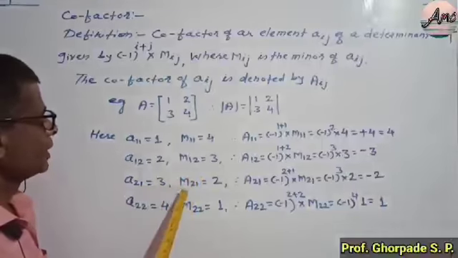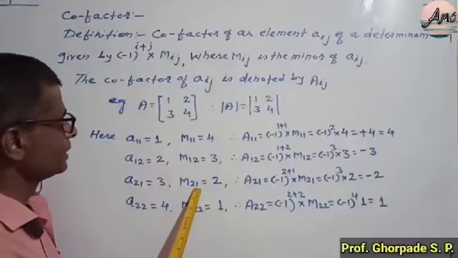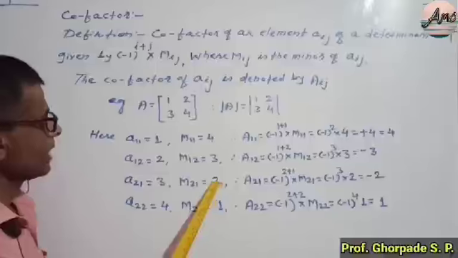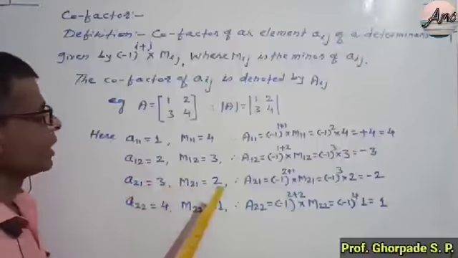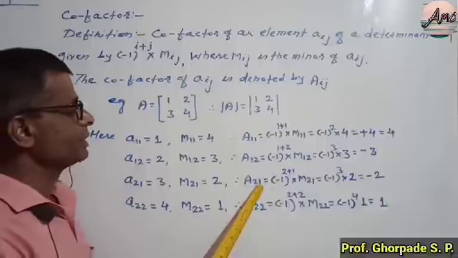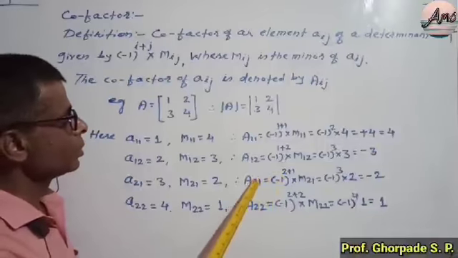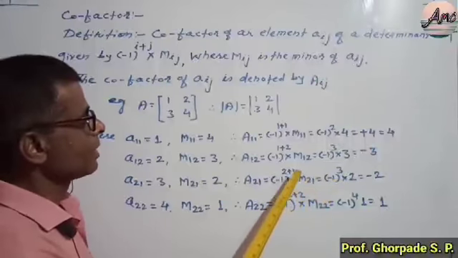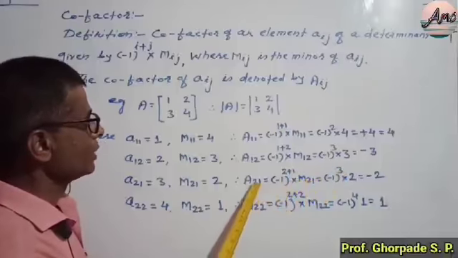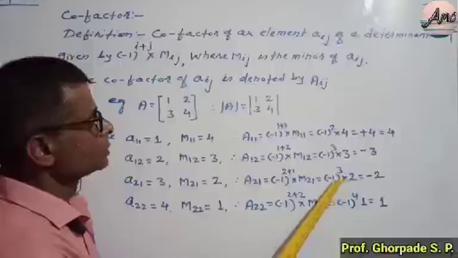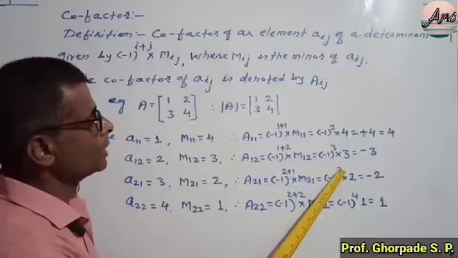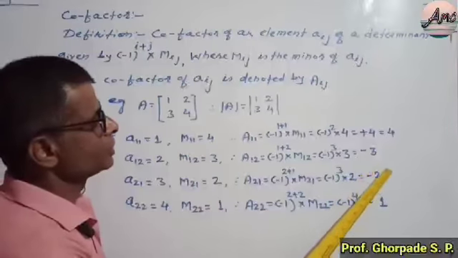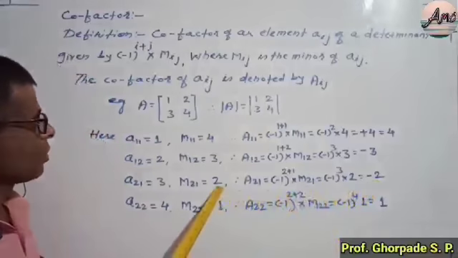The minor of A21 is denoted by M21, which is obtained by deleting the second row, first column. If we delete the second row, first column, we will get 2. This 2 is the minor of this 3. Then the cofactor of A21 is denoted by capital A21, which is given by minus 1 to the power of row plus column, 2 plus 1, into M21. That is minus 1 to the power of 3 into M21. What is M21? M21 is 2. If the power of negative number is odd, you will get the negative value. So minus 2 will remain as it is. This minus 2 is known as the cofactor of 3.